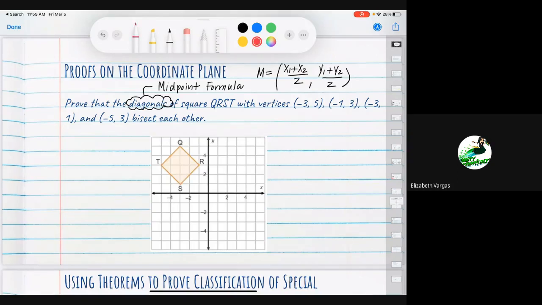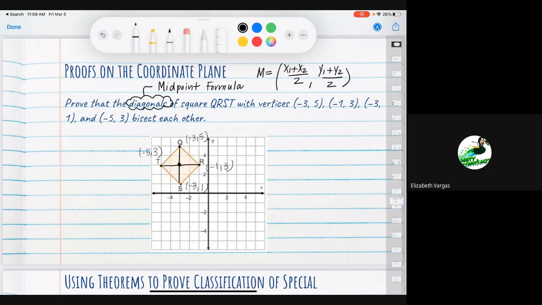So how would we prove that these bisect each other? Well, in order to prove that they bisect each other, they would have to meet at the same midpoint. That's basically how we would do this. So I'll show you what this looks like. This is (-3, 5). This is (-1, 3). This is (-3, 1). And this is (-5, 3). Okay? And so what we would use is the midpoint formula. So we want to find the midpoint between this line. What is that point right there?